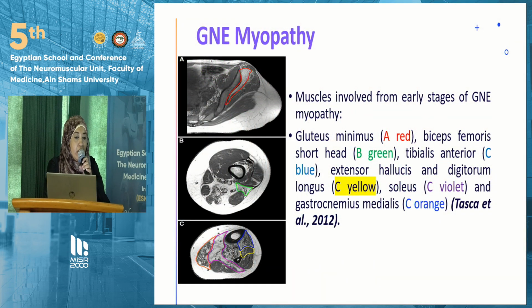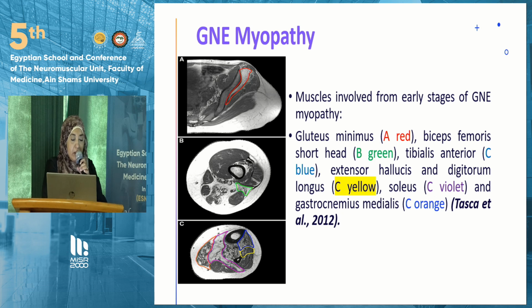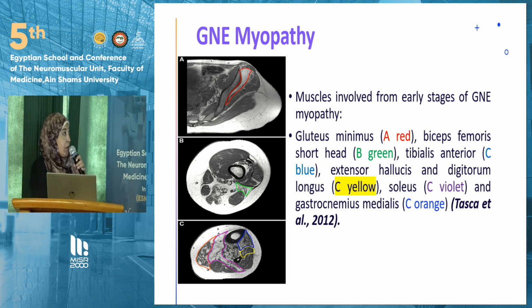Gowers myopathy shows muscle involvement in the early stages, mainly the gluteus minimus muscle. Here the red is the gluteus minimus muscle. Biceps femoris short head here in the thigh, the green one. In the leg, the extensor hallucis and the digitorum longus here. The orange one is the gastrocnemius medialis and the soleus.